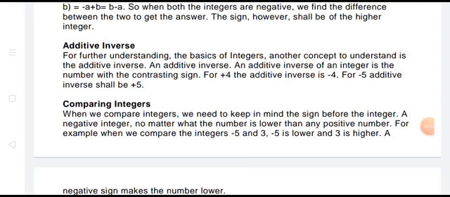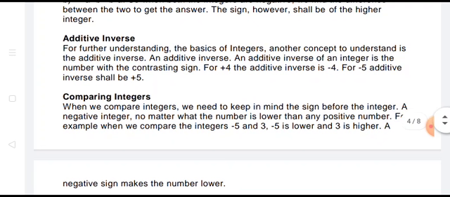Good morning, student. Today we study additive inverse. For further understanding the basics of integers, another concept to understand is the additive inverse. कल हम लोगों ने पढ़ा था what is the inverse, what is the integers, what is the positive integers, what is the negative integers, what is the whole numbers, and what is the natural numbers. Now today we are understanding what is the additive inverse.